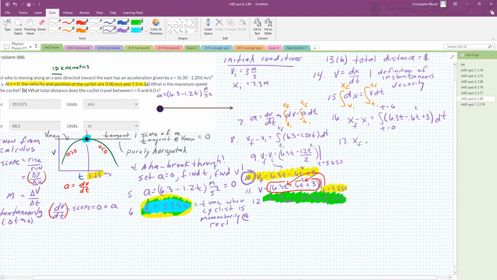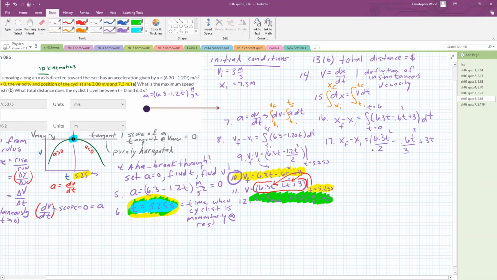x final minus x initial equals 6.3 t squared over 2 minus 0.6 t cubed over 3 plus 3t evaluated from 0 to 6. From 0 seconds to 6 seconds. And did I do that right? 6.3 t squared over 2 minus 0.6 t cubed over 3 plus 3t. I think that looks okay.